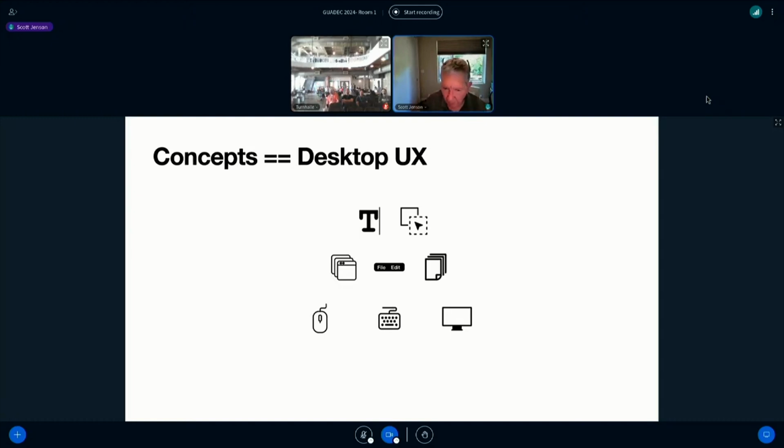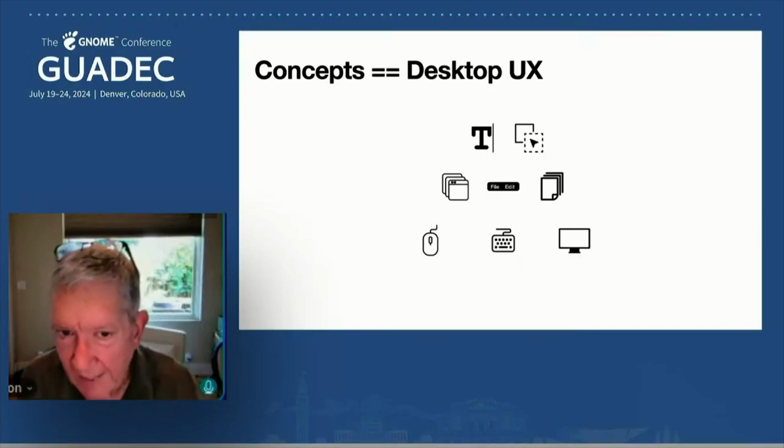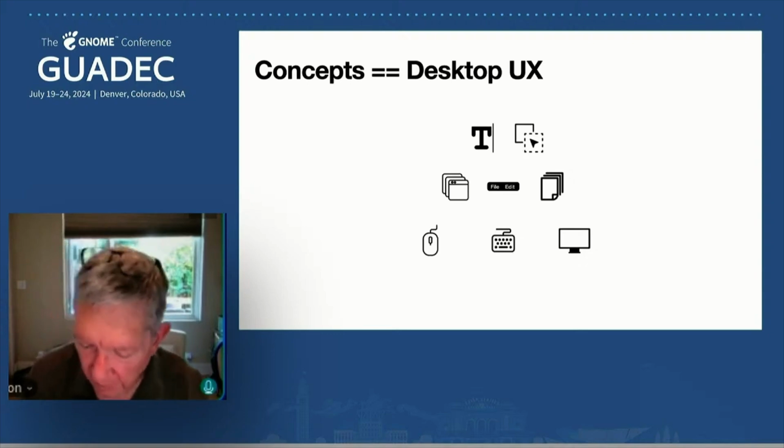At the bottom level, we've got keyboard and mice and displays. Then we've got our software tools like windows and menus and files. And then there are the user tasks of things like text editing and direct manipulation. And this has been the holy grouping of how we wanted to think about desktop UX.